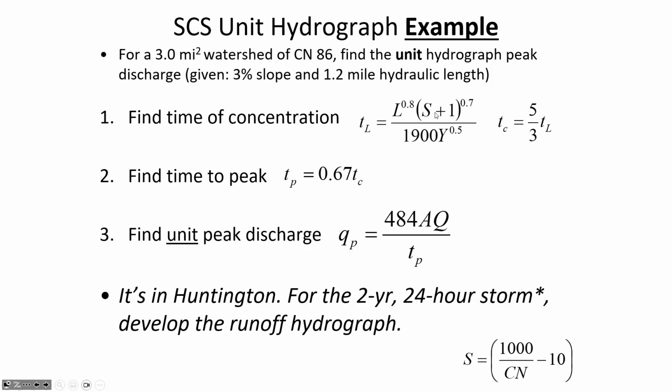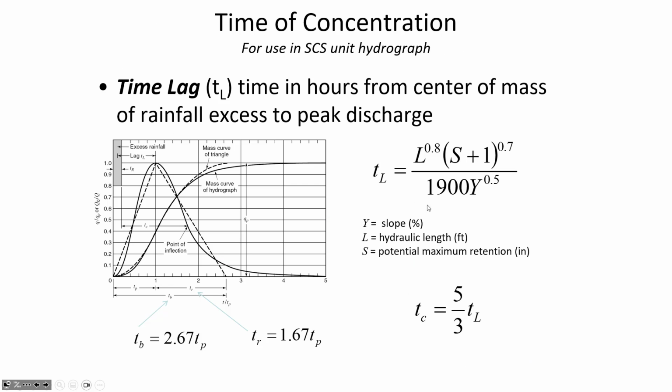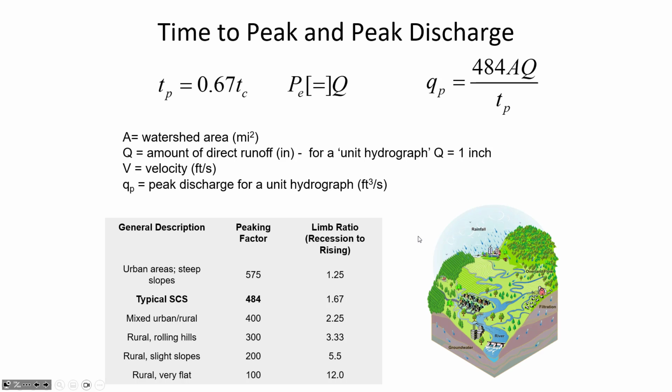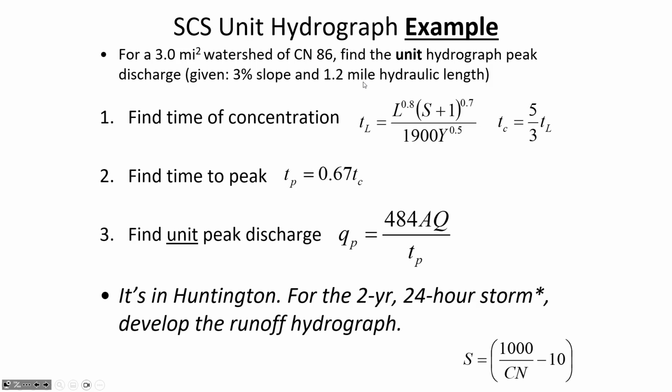First of all, you'll need to calculate S. So the equation for that's down here below. So use the curve number to calculate S. The hydraulic length, by the way, in this formula should be in feet. So you're going to have to convert the hydraulic length that's given in the example of 1.2 miles. L has units of feet. So does anybody remember how many feet there are in a mile? 5280 feet per mile.